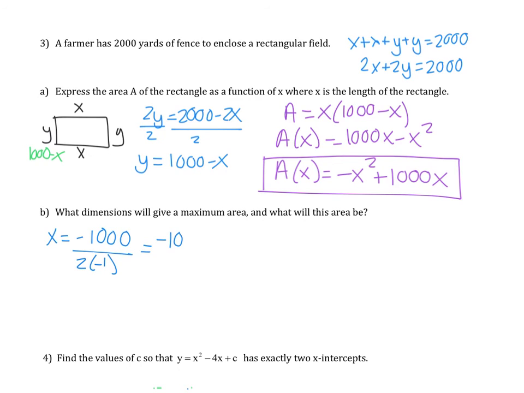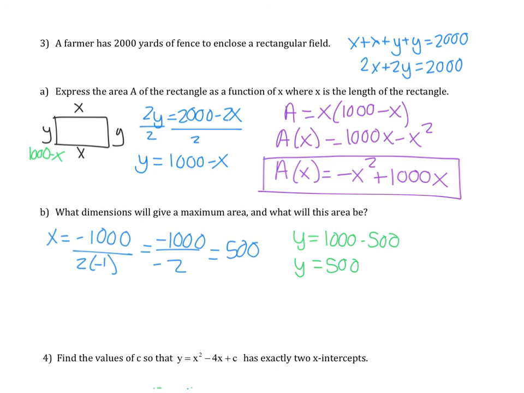Negative 1,000 divided by negative 2 gives me 500 for x. For y, I'm just going to plug that in. Now, I can find y either by going back to my a of x formula, or I could also go back to this formula where we solve for y. Y is 1,000 minus 500. That one's actually a little bit easier for me, so I'm going to do that. So I get that y is also 500.